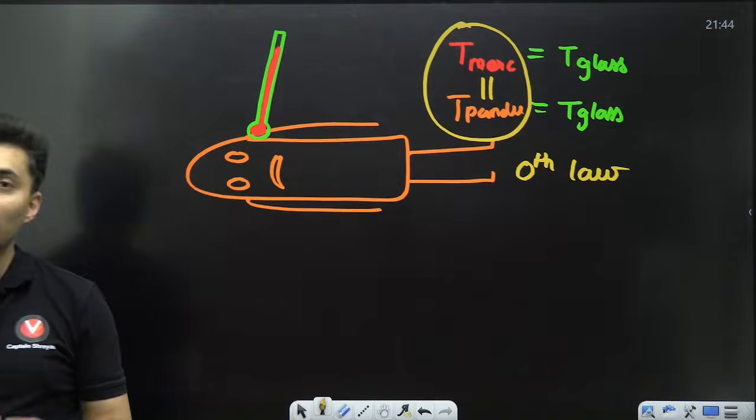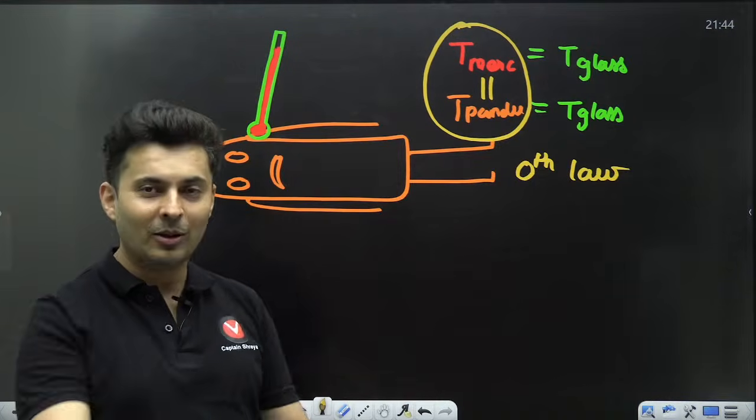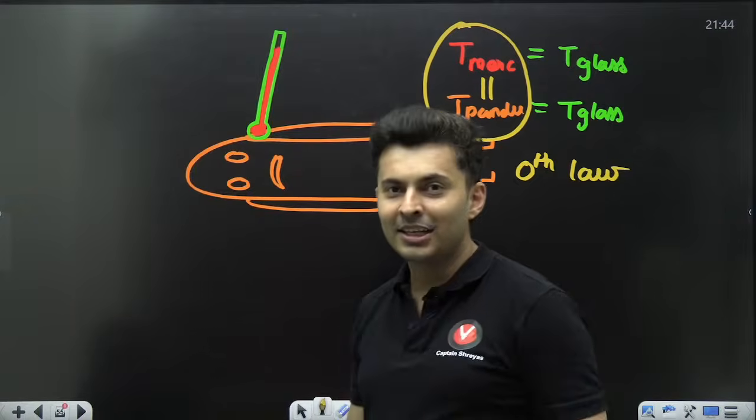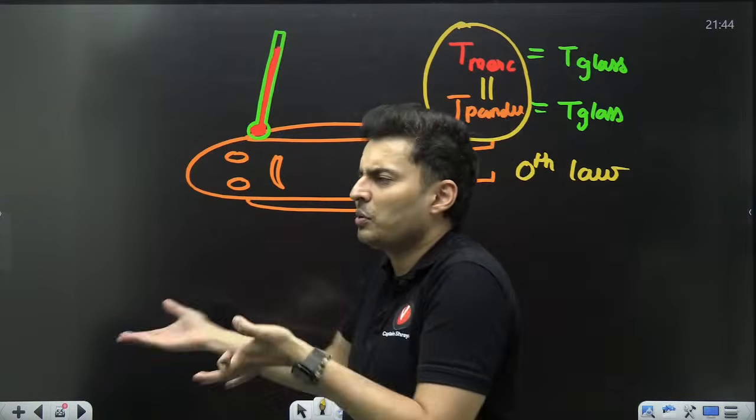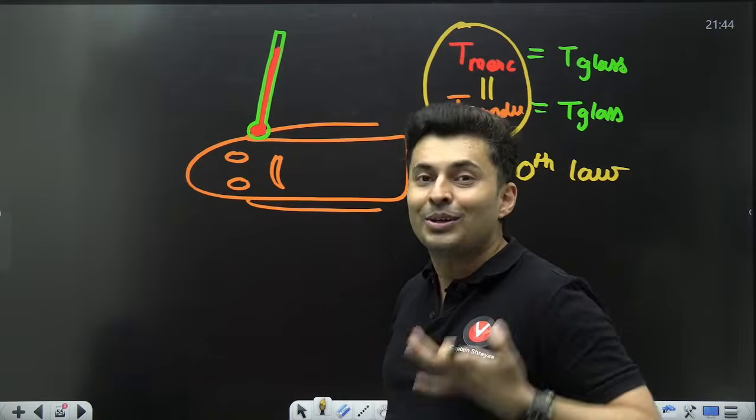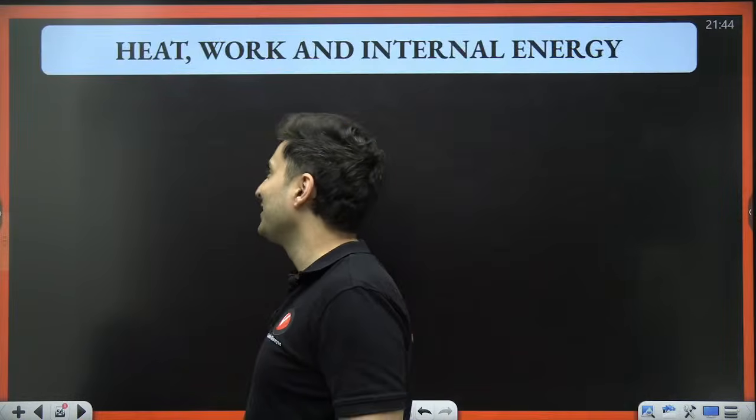Many people do not know the application of the zeroth law. You ask many teachers, they will start thinking, what is the application? They'll be like, A equals B, B equals C, C equals A. But where is the application? This is the application, okay?